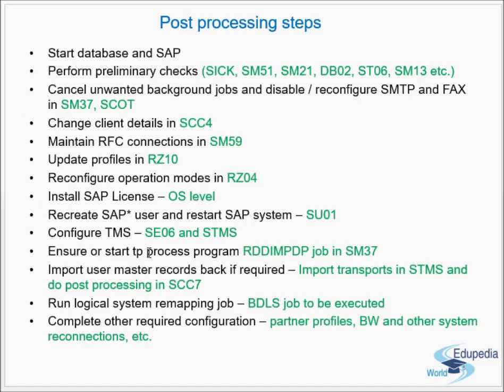Then configuring TMS and releasing the TP process are two important steps. Then importing the user master records of the mirror back again. That is one more important step. Then the BDLS job, the logical system remapping job. The production logical system ID has to be replaced with that of the mirror ID in all the tables, so for that you have to run this BDLS job. And the last step is you do the other required configuration, like partner profiles, BD64, XI, PI, BW connections again. So this is about the post processing.